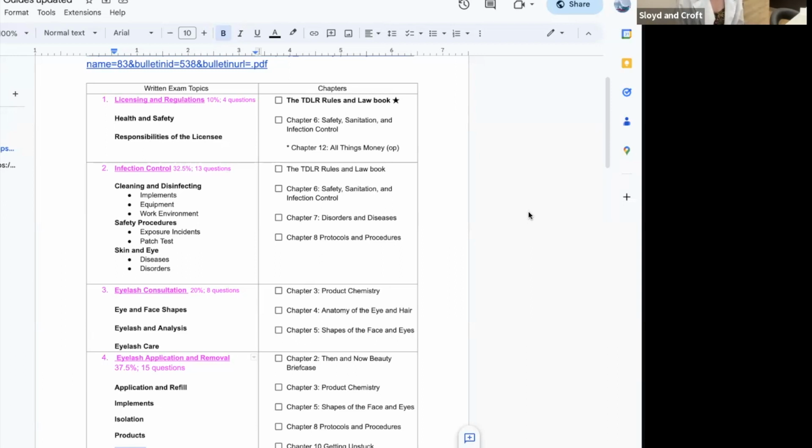So this is also a good section to study for that application and refill, figuring out how best to do isolation, what implements may help you more, and then getting familiar with, if something goes wrong, this is how you fix it.